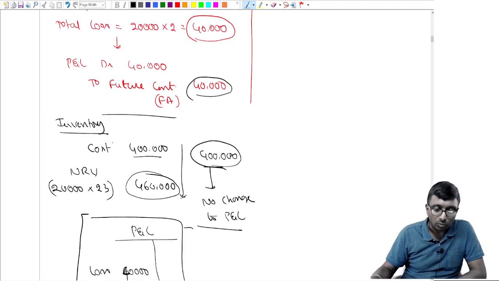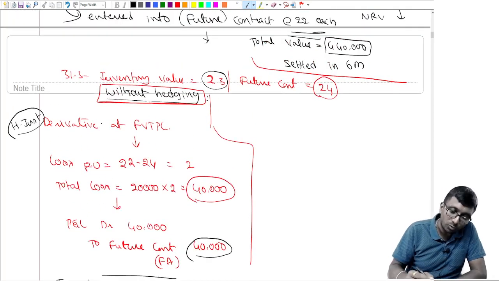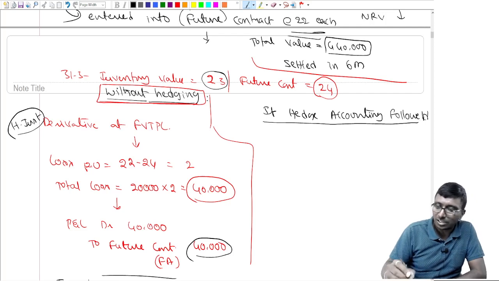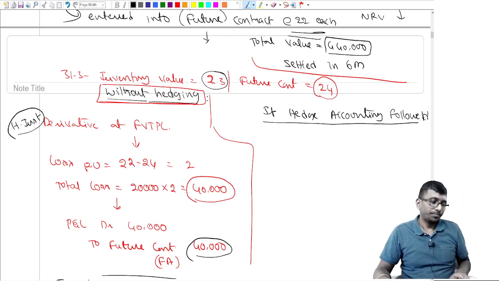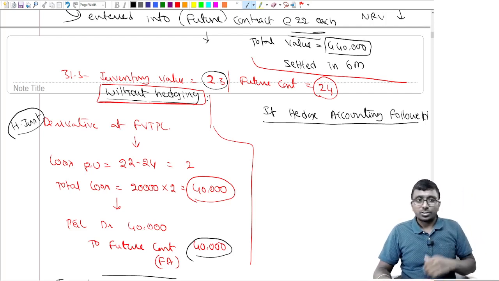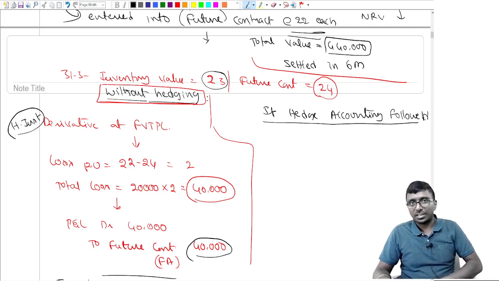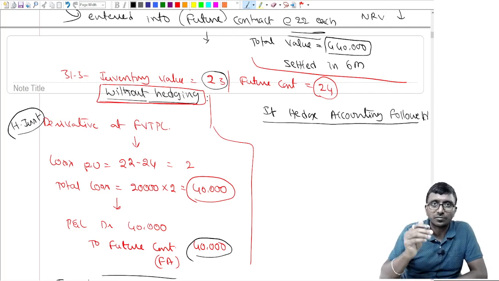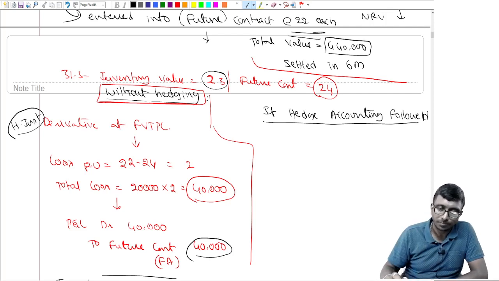Now let me explain. If hedge accounting is followed, you must have heard already, there are three models: fair value hedge, cash flow hedge, and net investment hedge, net investment in foreign operation basically. That we'll discuss a little later. Our target focus is first fair value hedge or cash flow hedge.